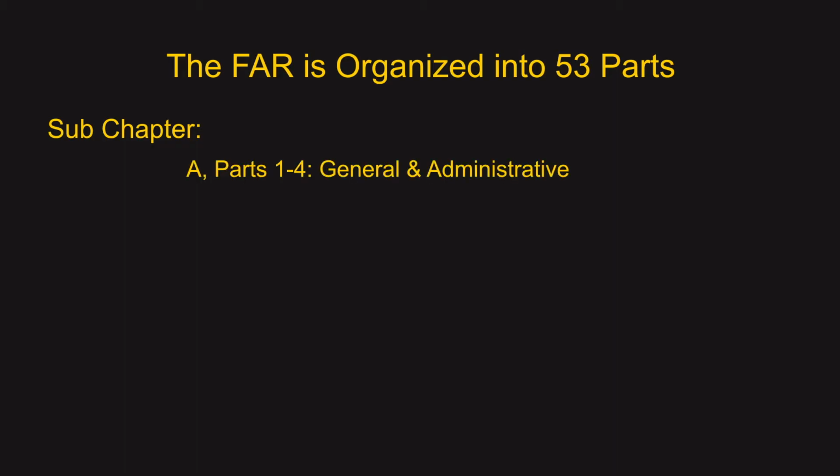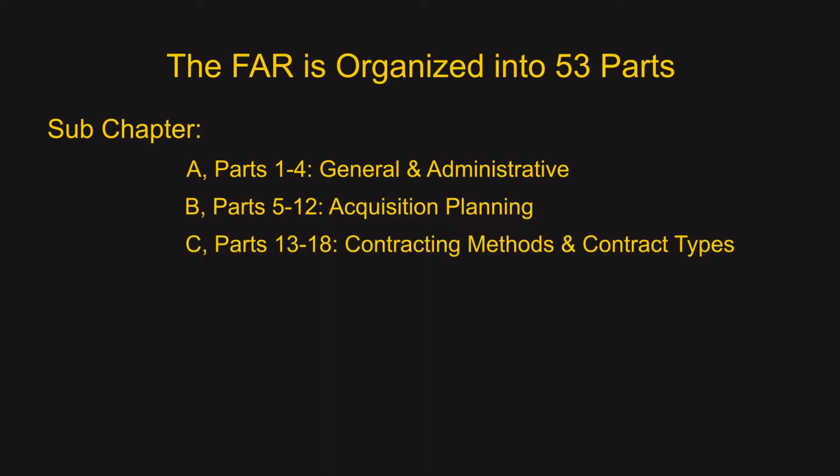Subchapter A, which includes parts 1 through 4, includes general and administrative issues, like a definition of the Federal Acquisition Regulations system, other definitions, improper practices, personal conflicts of interest, and more. Subchapter B, parts 5 through 12, covers the acquisition planning process. Subchapter C covers contracting methods and contract types.